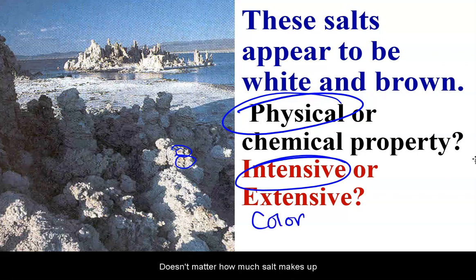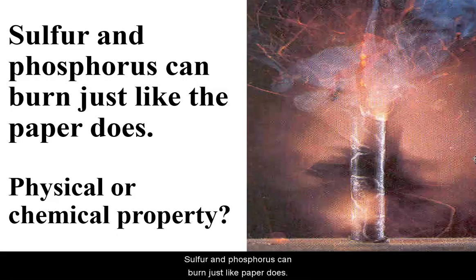It doesn't matter how much salt makes up this thing. It's always going to be white or brown or pink or black. There's a lot of different colors of salt. Sulfur and phosphorus can burn just like paper does. Is this a physical or a chemical property?